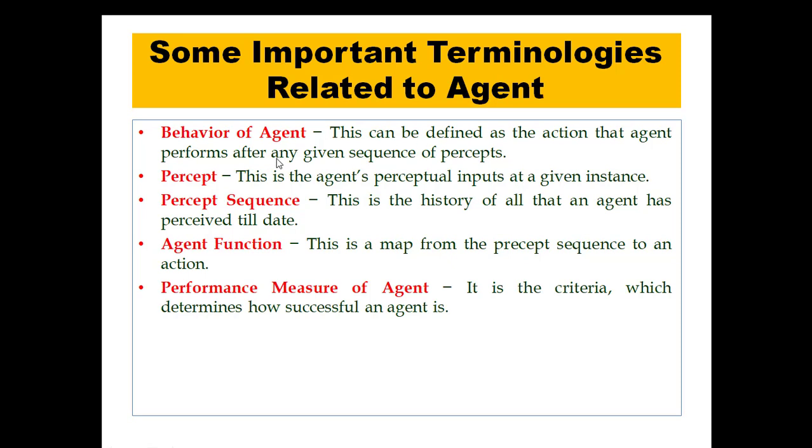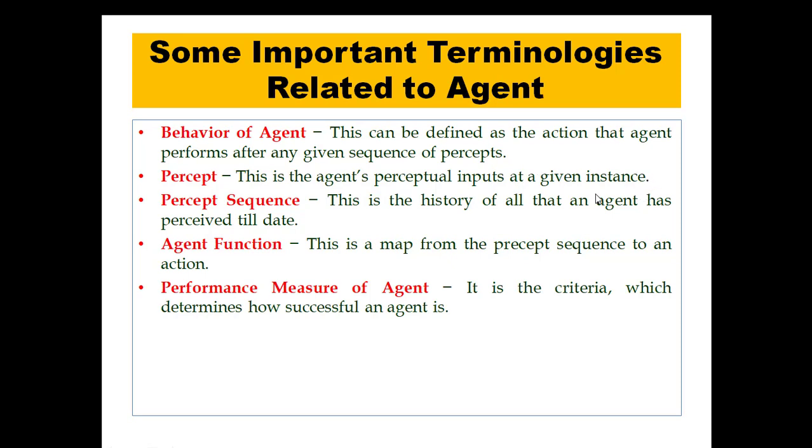This means what? After any given sequence of percepts means a sequence of informations being retrieved, and accordingly after retrieval the action will be performed upon that environment through effectors, isn't it? So those actions that agent performs after that given sequence of percepts are known as behavior of agent. Clear? Then perceive you already know that this is the agent's perceptual input at a given instance.